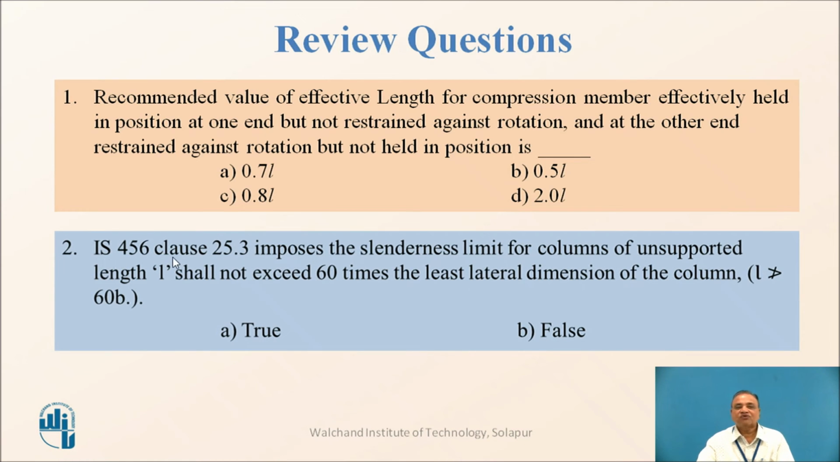IS 456 clause number 25.3 imposes the slenderness limit for the column of unsupported length L shall not exceed 60 times the least lateral dimension of the column. That means L should not be greater than or equal to 60 times b, whether it is true or false. Please guess the answer.